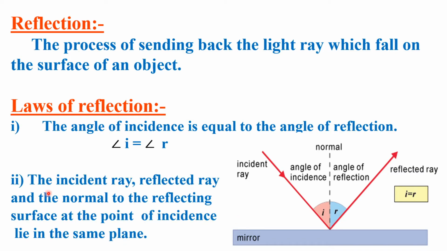The second law states that the incident ray, the reflected ray and the normal to the reflecting surface at the point of incidence lie in the same plane. So these three lines are in the same plane. These are the two laws of reflection.